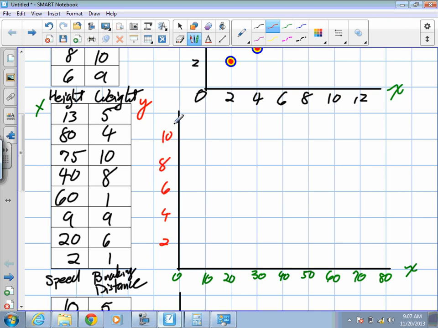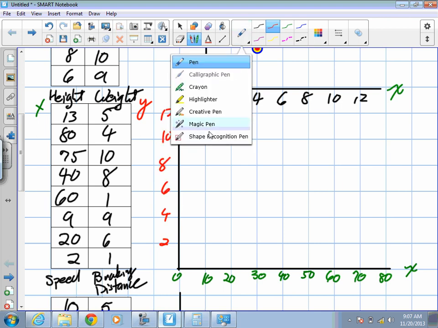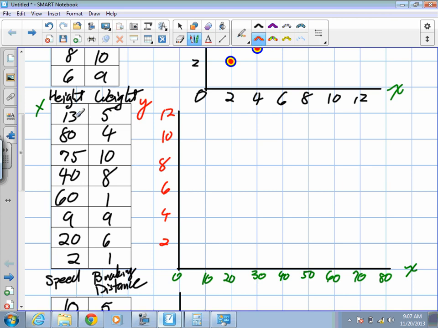Well, beautiful. Okay, let's plot our coordinates and see if we can't figure something out. 13, 5. So we're going to have to do a lot of estimating. Here's 13. Here's the number 5. 80 and the number 4. 75 and the number 10. It's way up here. Okay.